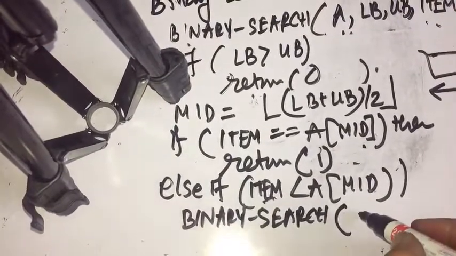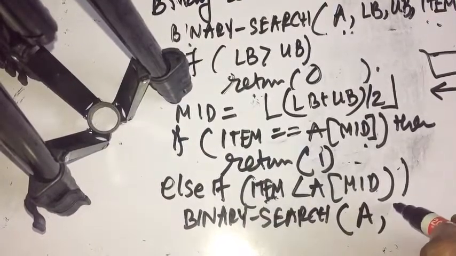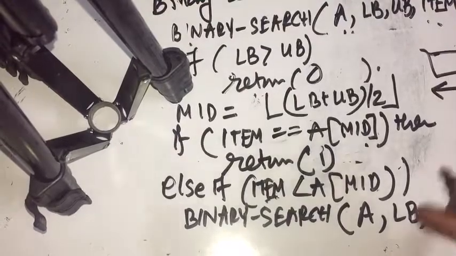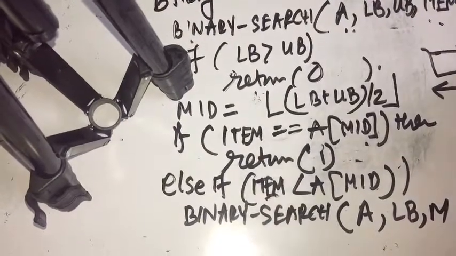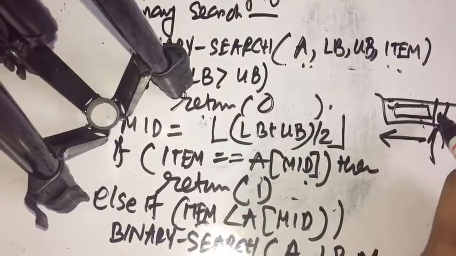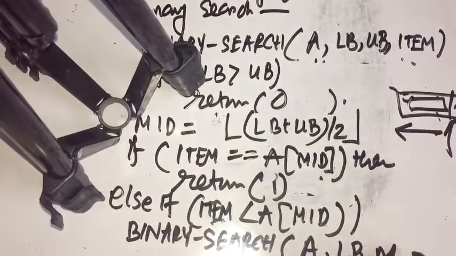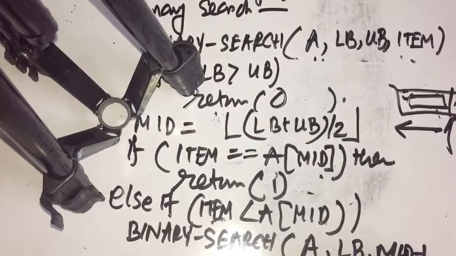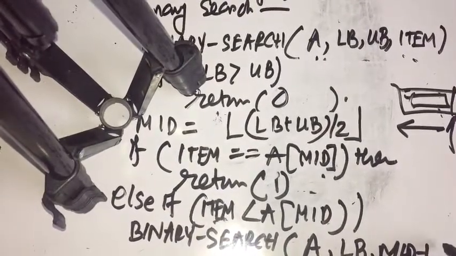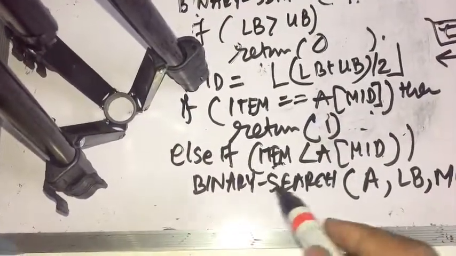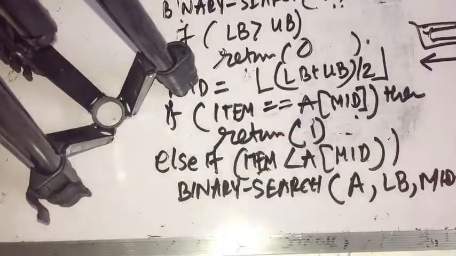We have to write a, lb, the lower bound, and the upper bound will be mid minus 1, because this is the mid position. We have to check this section also. So mid minus 1, a, lb, mid minus 1, and the parameter is again item, the common value that is to be searched again and again. So this is the procedure of the left hand side search.